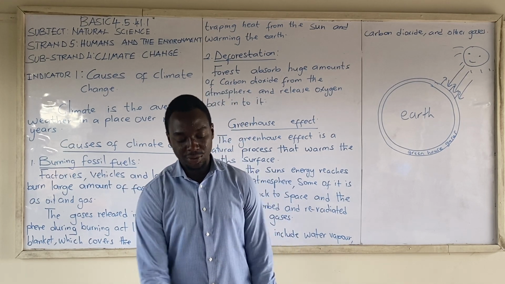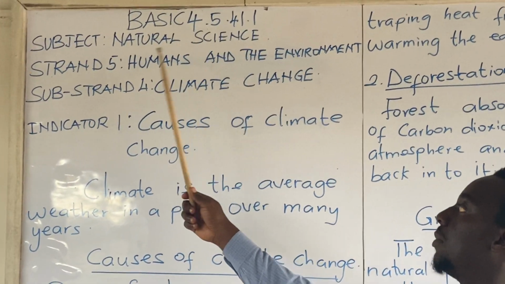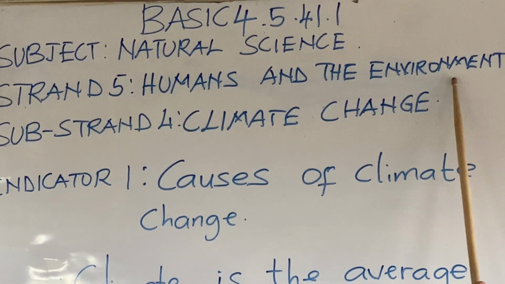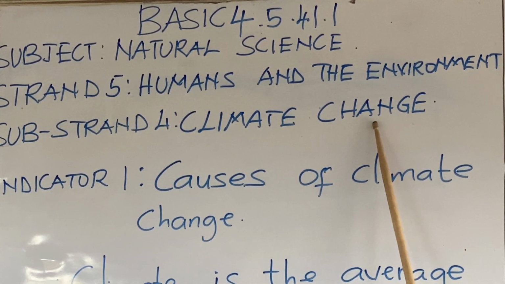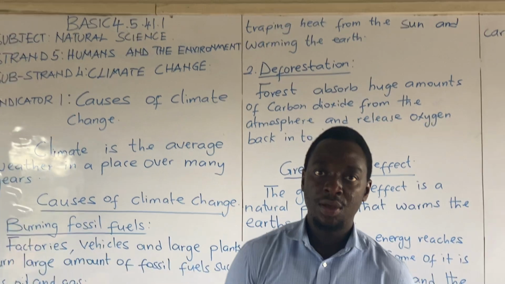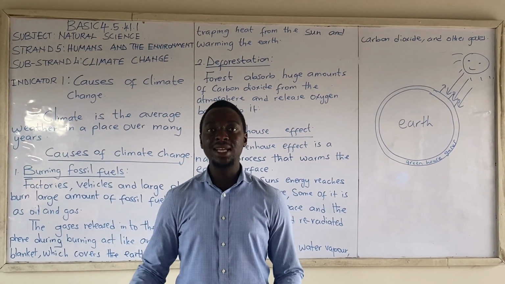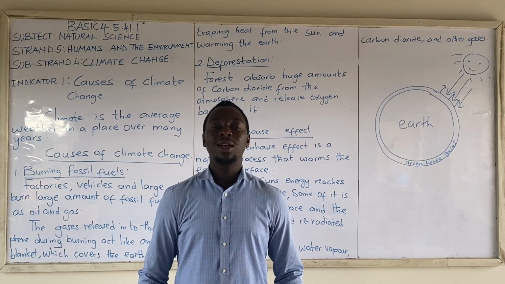Our subject for today is Natural Science, and it is taken from strand 5, Humans and the Environment, sub-strand 4, Climate Change. Indicator 1, Causes of Climate Change. In today's lesson, we are going to look at the causes of climate change. But before that, let's look at the meaning of climate.